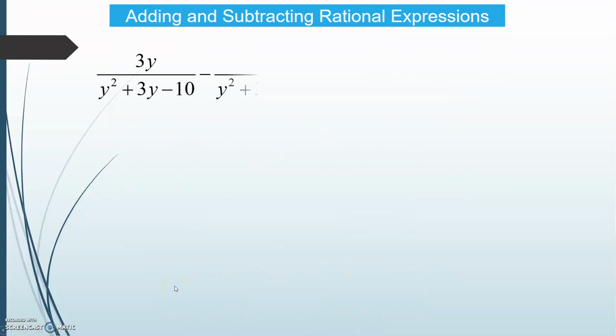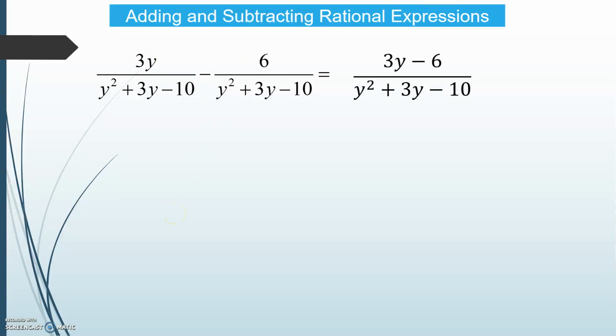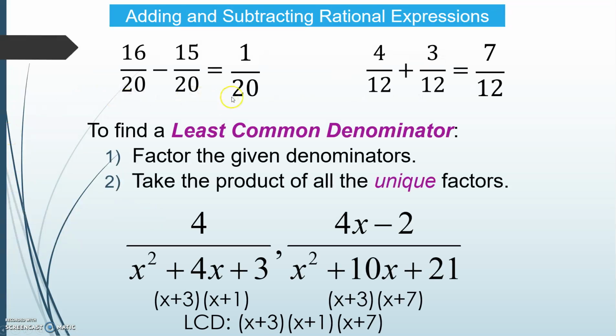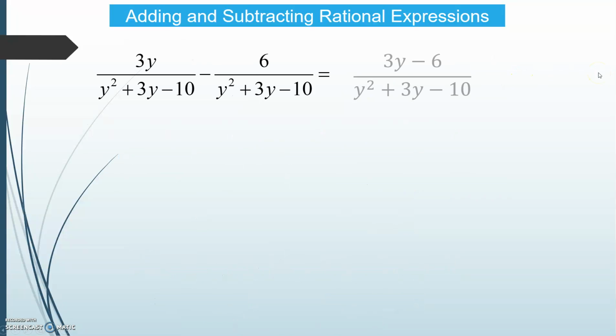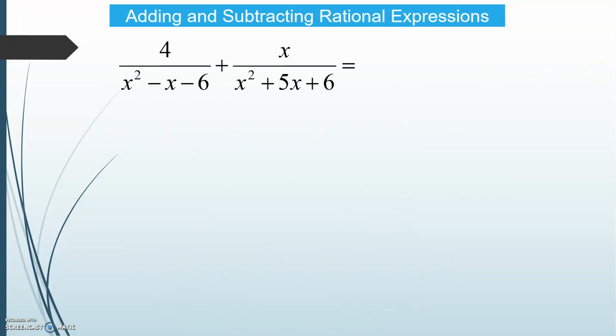So when we're doing our adding and subtracting, we're looking to have a least common denominator. This already has it. They both have y squared plus 3y minus 10. So therefore, we can just go ahead and combine the top. So the top will combine to 3y minus 6. Like terms can come together. But at the bottom, it's just going to stay as is, just like in the previous slide with the 20 and the 12. So our next example is where we don't have common denominators.